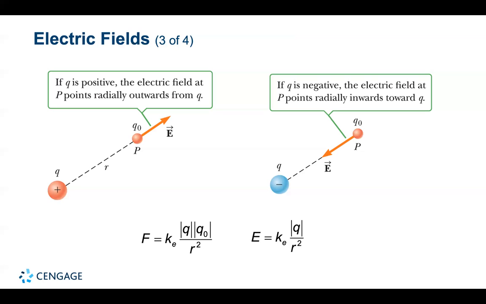This equation shows an important property of electric fields that makes them very useful. An electric field at a given point depends only on the charge Q on the object setting up the field and the distance R from that object to the specific point in space. As a result, we can say that an electric field exists at point P, whether or not there is a test charge at P.